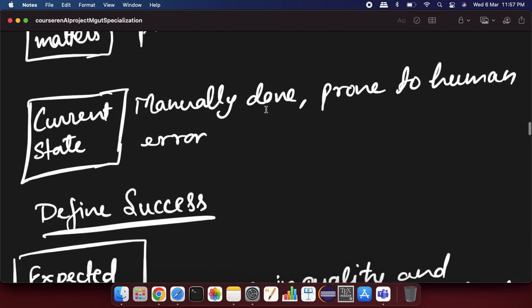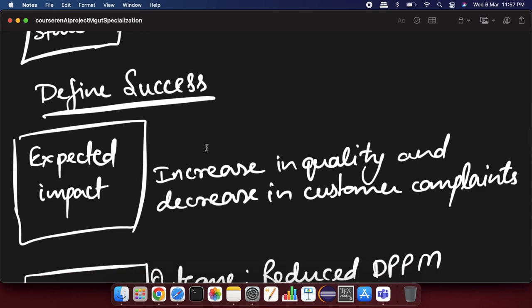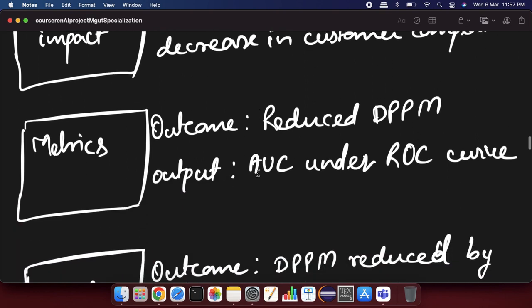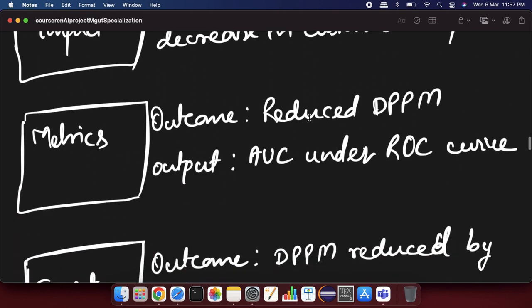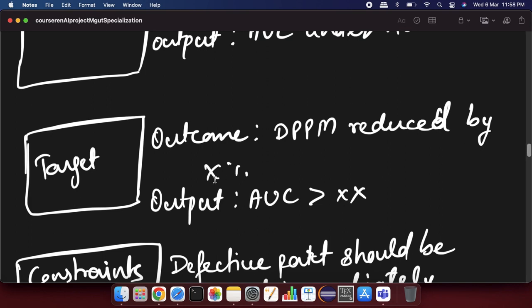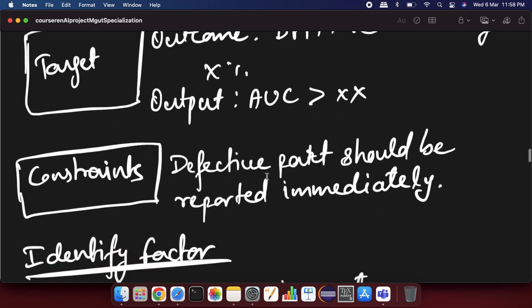Current state: it is done manually and is prone to human error. How can we define success? The expected impact is an increase in quality and a decrease in customer complaints. Metrics: the outcome is that we are trying to reduce the DPPM, and the output of the model will be measured by AUC, the area under the ROC curve. The target is that the outcome, DPPM, is reduced by some percentage, and the output AUC, the area under the curve, should be greater than some percentage.